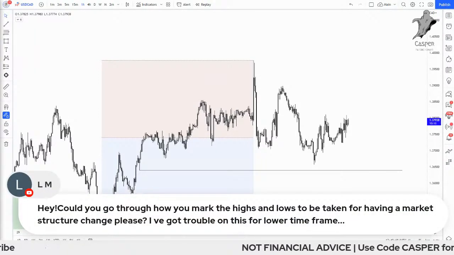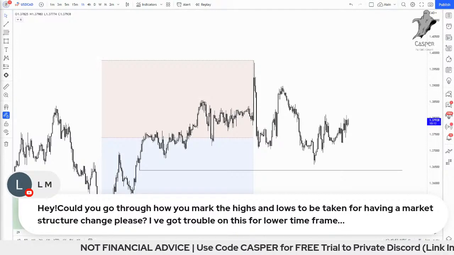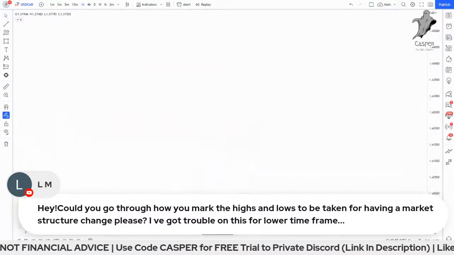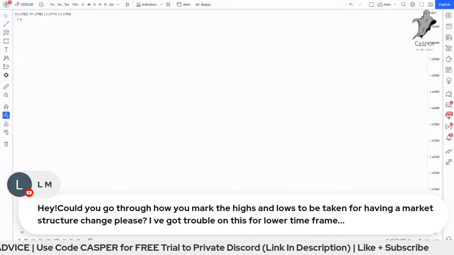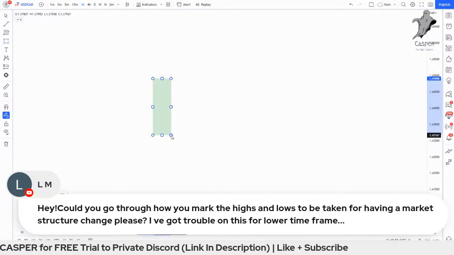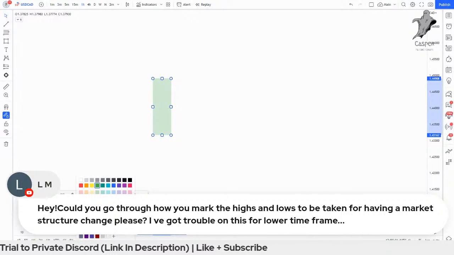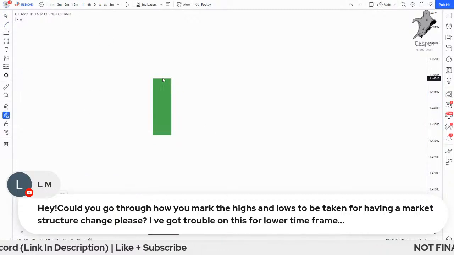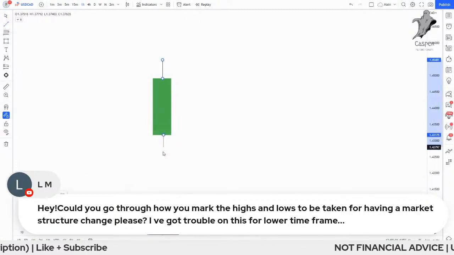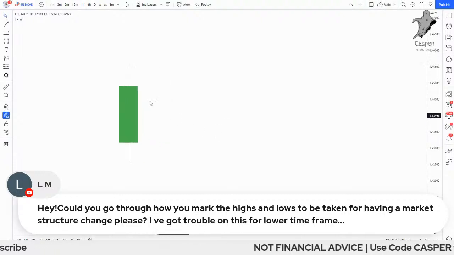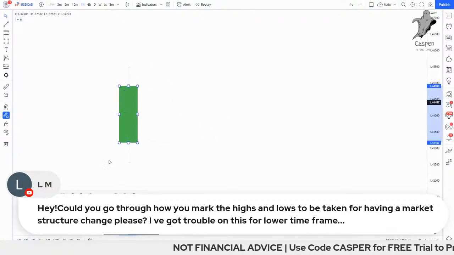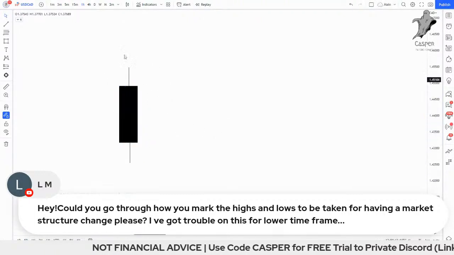LM said, hey, could you go through how you mark the highs and lows to be taken for having a market structure change, please? I have got trouble on this for lower time frame. Sure. So I'll give you a good example, because I know that a lot of people have issues with this. I'm just going to make this actually black because I don't feel like changing all the colors.